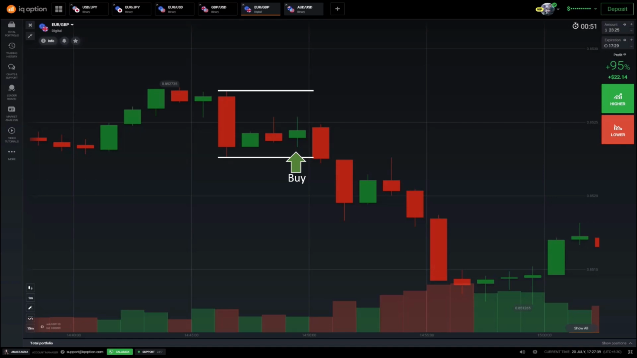Sometimes if you lose, don't do any martingale step. Leave that setup and find another good setup which can be tradable.